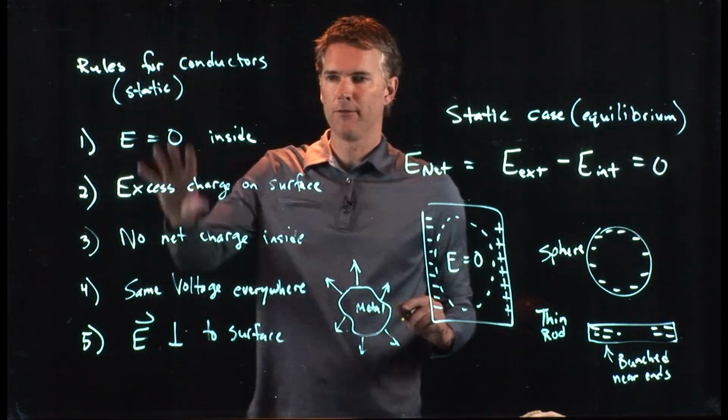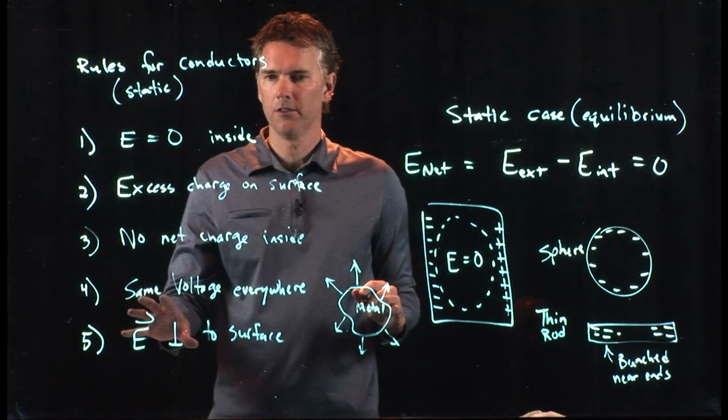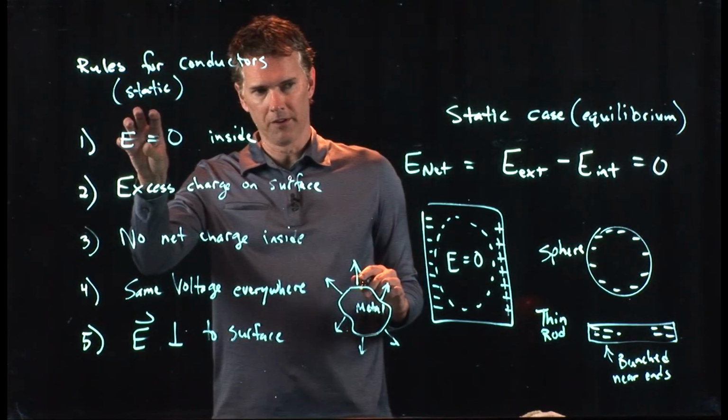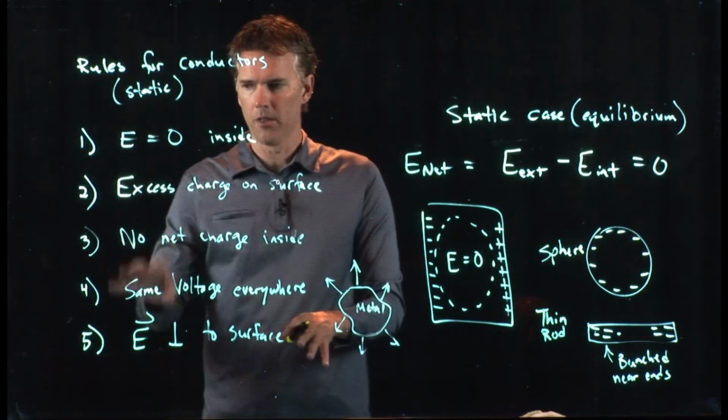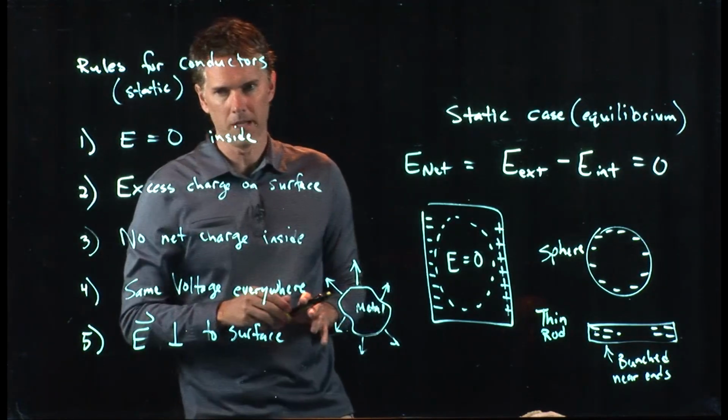Okay, these are the 5 rules for conductors. If you just start with E equals 0, everything else falls out of that. Okay? All the other rules follow from E equals 0.